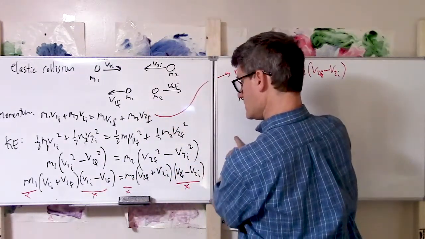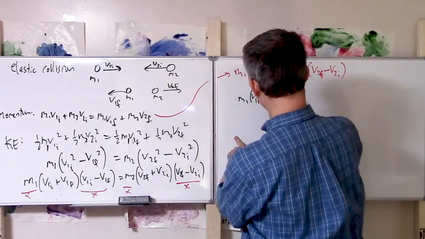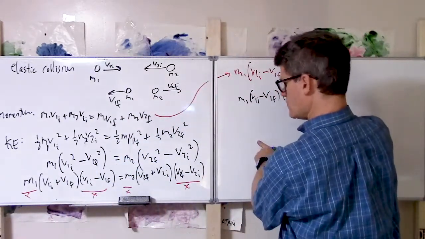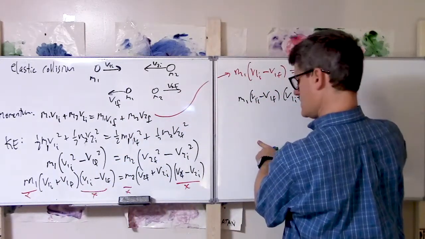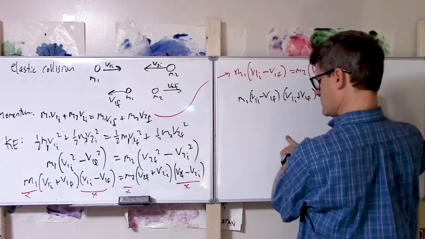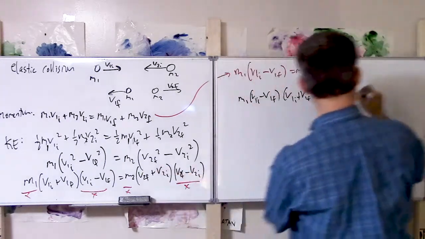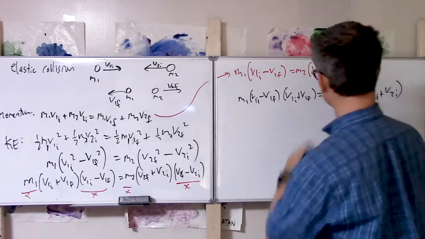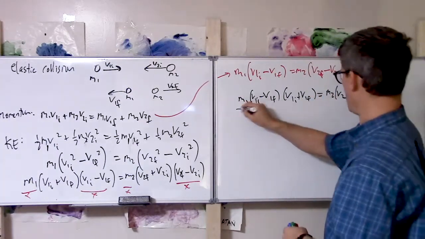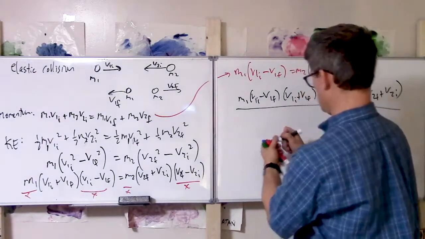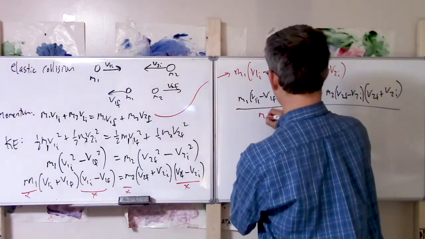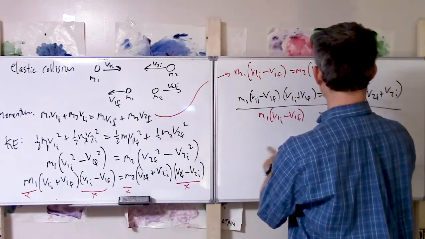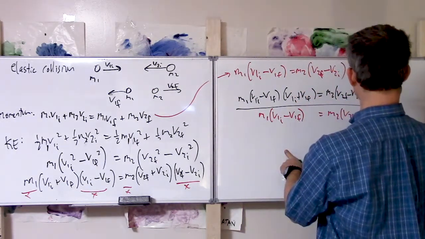So M1 times V1 initial minus V1 final. I'm just rewriting this in a different order with the multiplying. V1 initial plus V1 final equals M2 V2 final minus V2 initial. So I'm putting this first, times V2 final plus V2 initial. And then I'm going to divide it by this equation. I'll do that in red. M1 V1 initial minus V1 final equals M2 V2 final minus V2 initial.